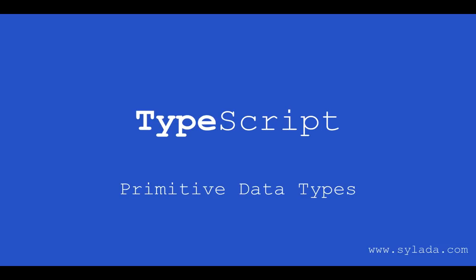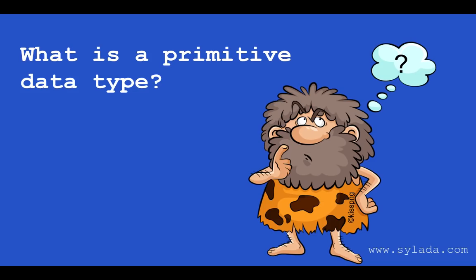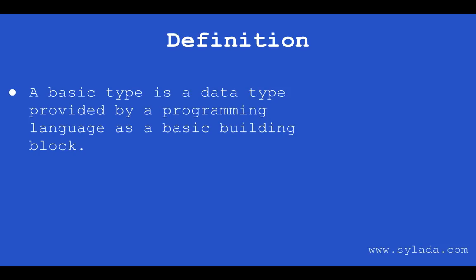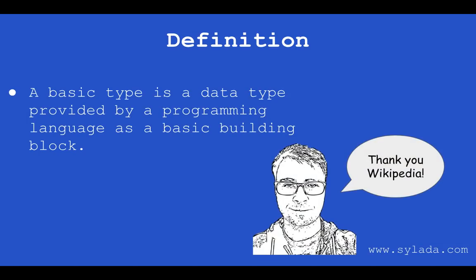Okay, let's talk about primitive data types. So, first of all, what exactly is a primitive data type? Well, here is the Wikipedia definition. A basic type is a data type provided by a programming language as a basic building block.